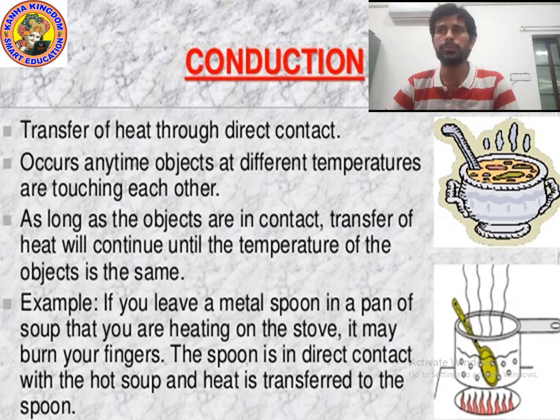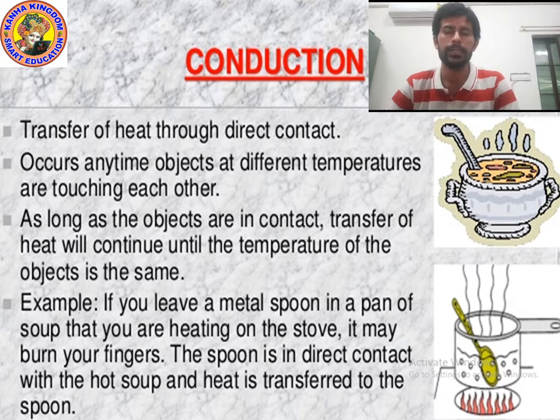As you can see in the picture, when you are heating something in a pan and you put a spoon in the pan and try to touch the spoon, you will feel that the spoon has become hot. Why? We are heating the pan, but the spoon has become hot because of transfer of heat, because the spoon and pan are in direct contact. That's why heat is transferred.